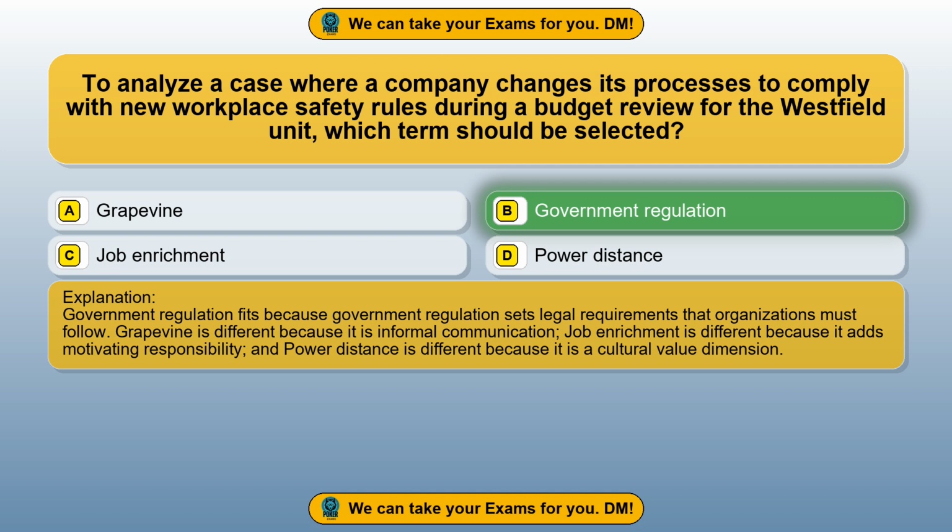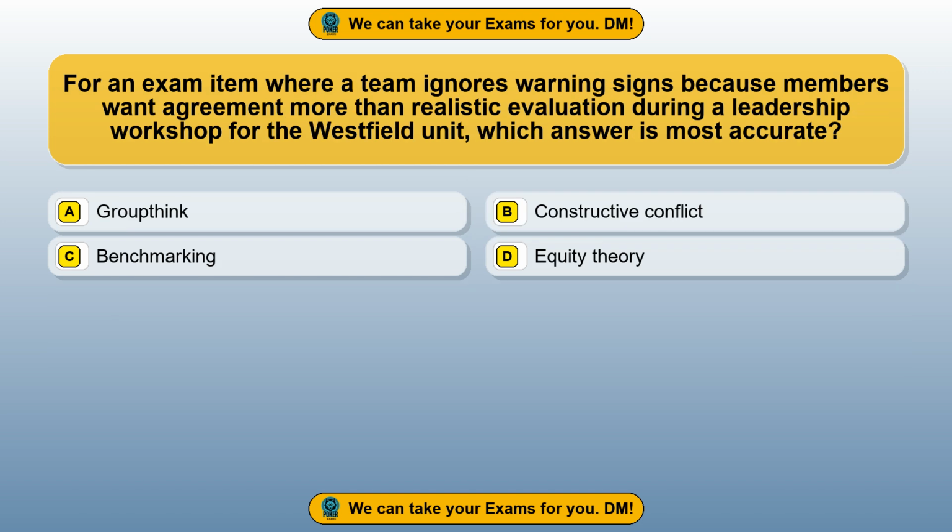Grapevine is different because it is informal communication. Job enrichment is different because it adds motivating responsibility, and power distance is different because it is a cultural value dimension.